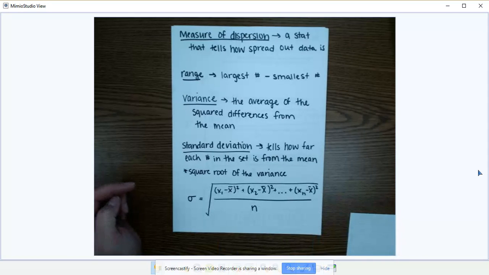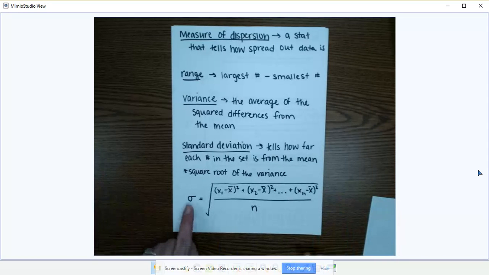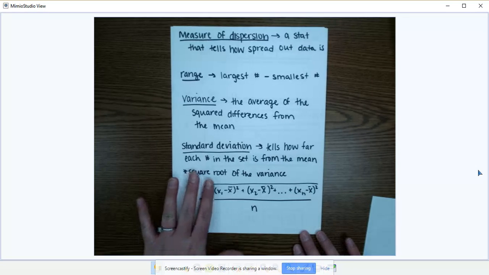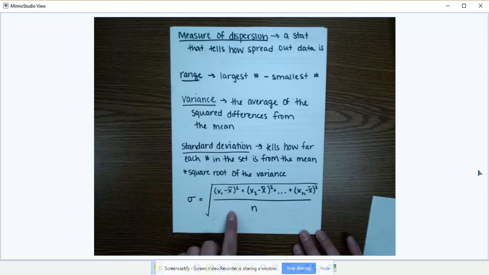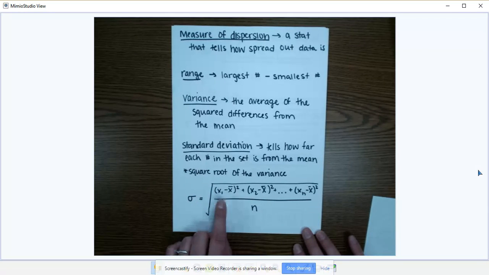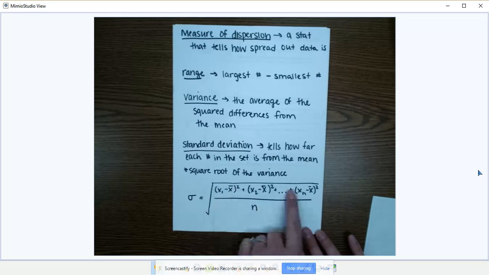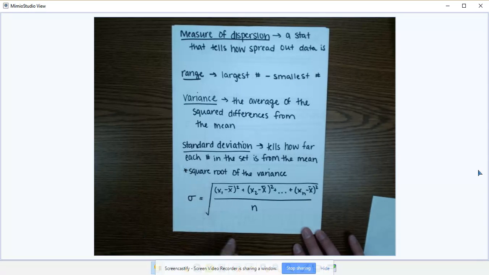So here's our equation. This little Greek symbol stands for sigma. So when you see that, just know it stands for standard deviation. Inside this square root, so if you just look at that fraction, that's the variance itself. It's the difference squared, and then average, remember, means you add everything up and divide by how many terms. So inside here is the variance, and then the square root gives us the standard deviation.